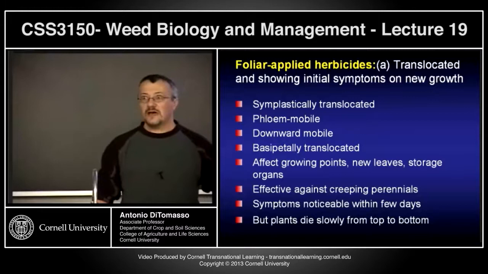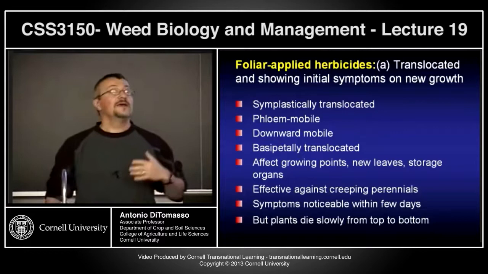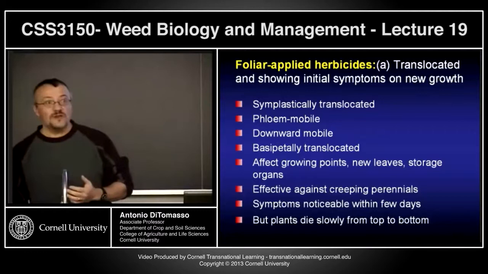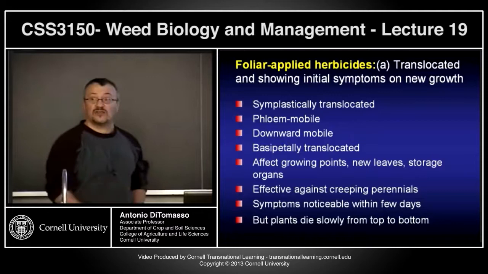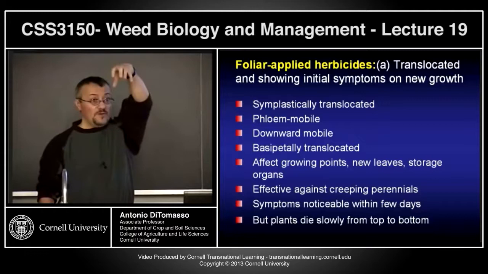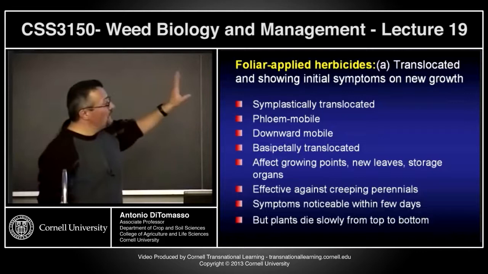You have to be thinking, is this an annual, biennial, perennial? And if you have forgotten, I would even indicate it. I would say Canada thistle, a creeping perennial, just to remind you. Symptoms are noticeable within a few days, but plants die slowly from top to bottom. So you're going to see the damage from Roundup in the growing tip, and then it moves its way down as the plant shuts down. Very important.